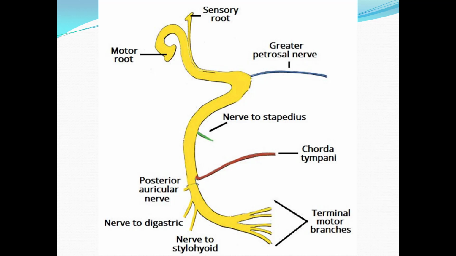This diagram shows the branches of the facial nerve, which are the greater superficial petrosal nerve, which emerges from the geniculate ganglia, supplying the lacrimal gland and mucous gland of the nose and oral cavity.